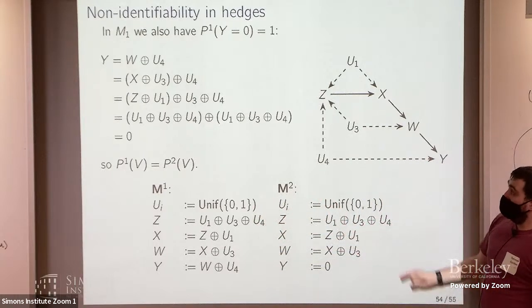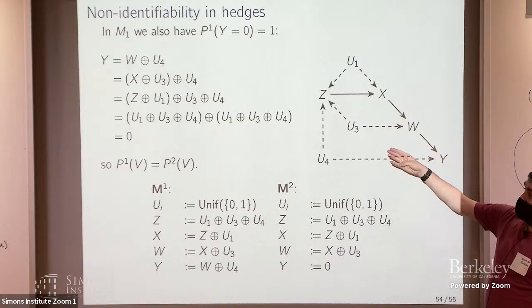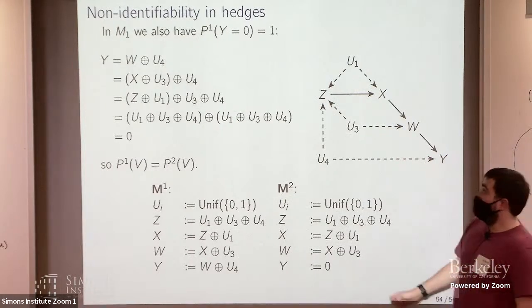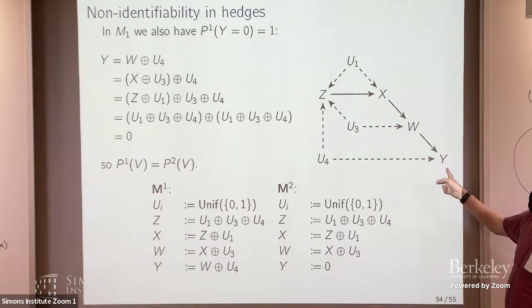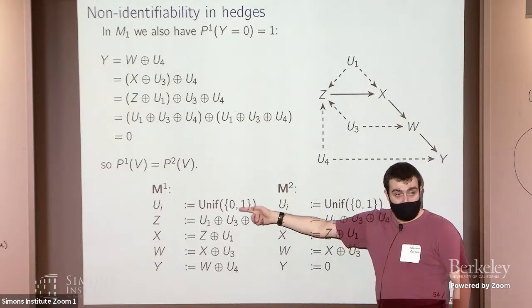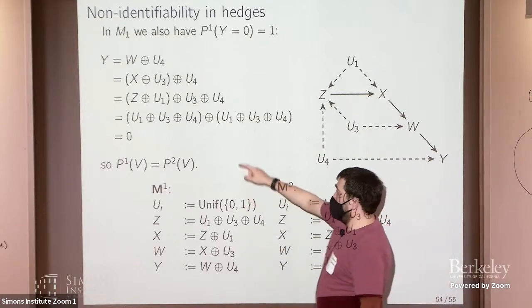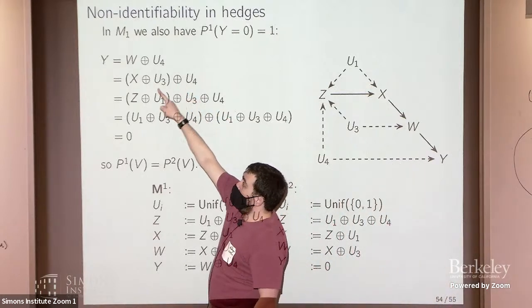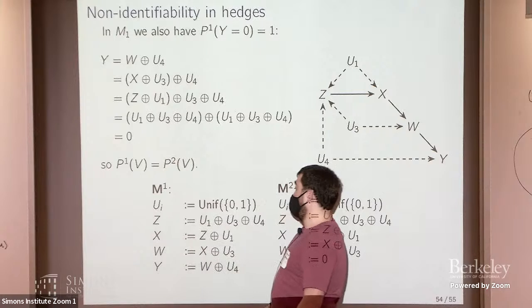So why is that? Well, let's look at the expression we use to compute Y. I'm just going to trace back using all these equations and expanding each thing out one at a time. So Y is W plus U4, but W is X plus U3.